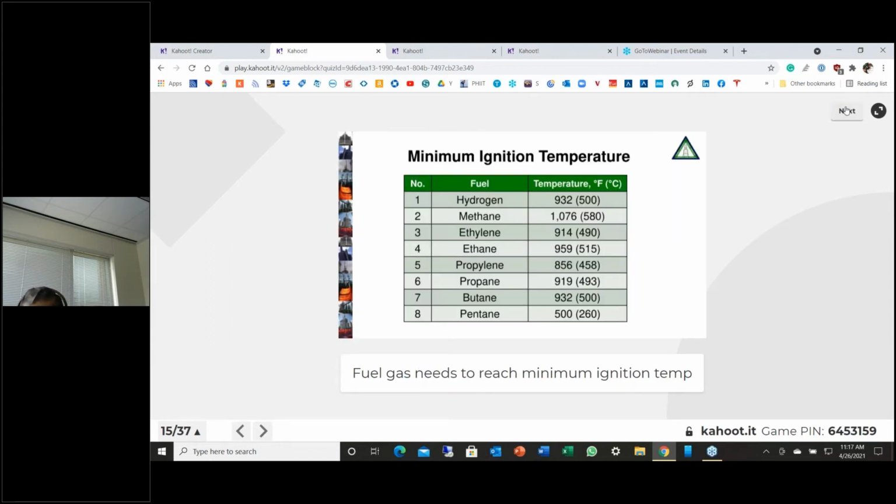So here we are talking about minimum ignition temperature. As we said, we need a minimum ignition temperature for any fuel to burn. And that is why we need a source of heat. Now, in most of the burners, we have pilot burner or an ignition torch acting as a source of heat. That's how we supply it.